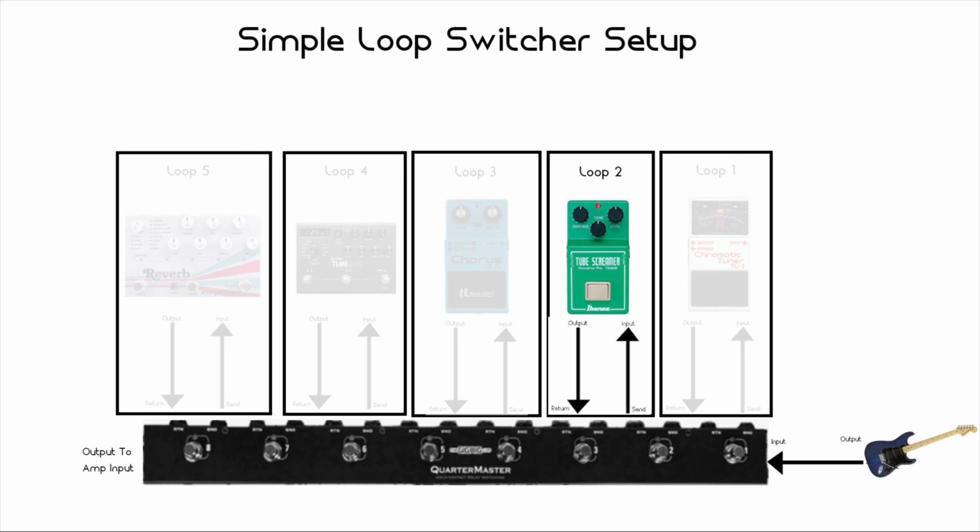You can see in this example we have activated loop 2. The signal flows from the guitar's output to the switcher, and then from the send of loop 2 to the input of the pedal, and then from the output of the pedal to the return of loop 2. It then continues through the switcher and then to the input of the amp, bypassing all the other loops that are not activated. If we activate another loop, such as loop 5, then the signal flows from the guitar, through the overdrive, through the reverb, and then out to the amp.